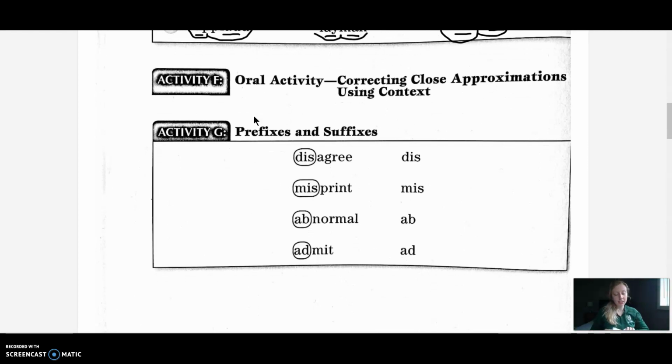So let's go on to activity F. So this is an oral activity. What you're going to be doing is listening to me read words incorrectly. And you're going to listen to me read it incorrectly in a sentence. And then after you hear it read in a sentence, you're going to tell me the right way to say it, the correct pronunciation, okay? So if I said the word husband, and I have the sentence, have you met Mr. or Mrs. Smith's husband? You would say husband, okay?